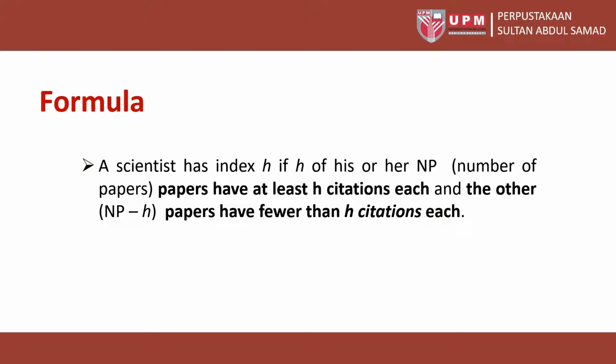Formula. A scientist has index H if H of his or her Np papers have at least H citations each, and the other Np minus H papers have fewer than H citations each.